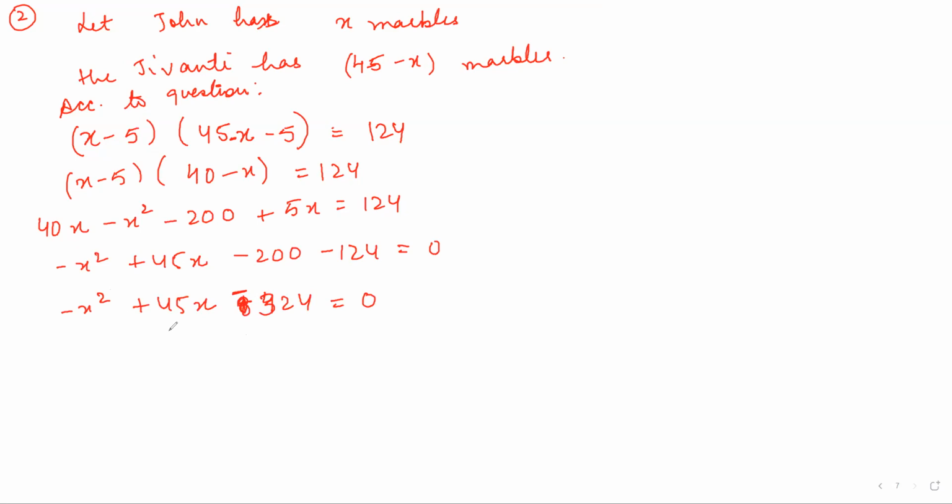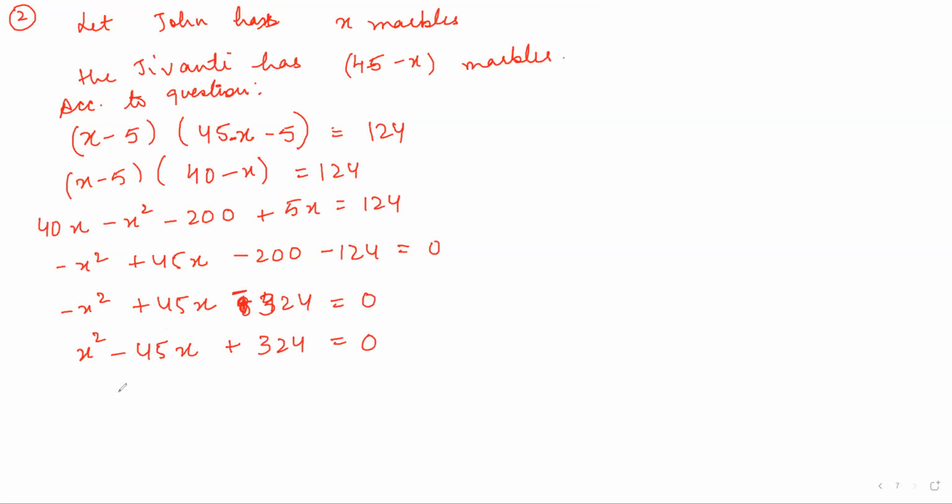So I can do one thing here. I can take minus common first of all. x square minus 45x plus 324, right? This is of the form ax square plus bx plus c is equal to 0. So that's my quadratic equation. Now I want to solve it with the help of the factorization method, or splitting of the middle term.